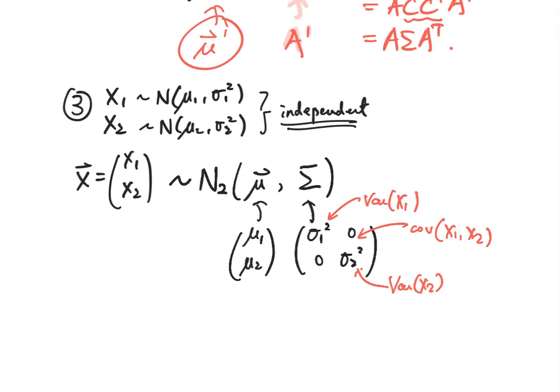So this is the third property about the multivariate normal. If you have two normal random variables which are independent, and you put them together, it will follow the multivariate normal. Of course this can be extended to a general case, where S1 becomes a multivariate normal and S2 becomes a multivariate normal. If you combine these two together, it will also follow the multivariate normal.